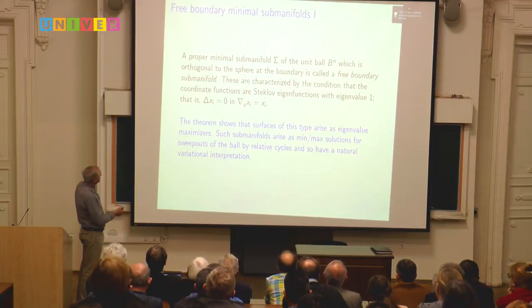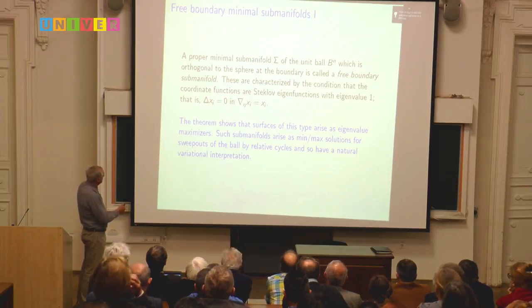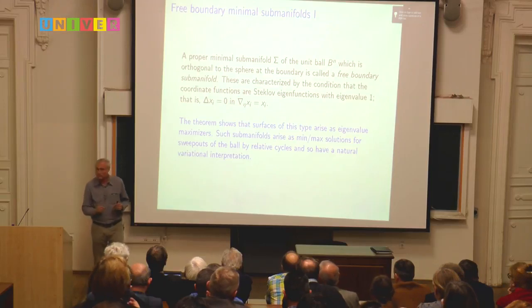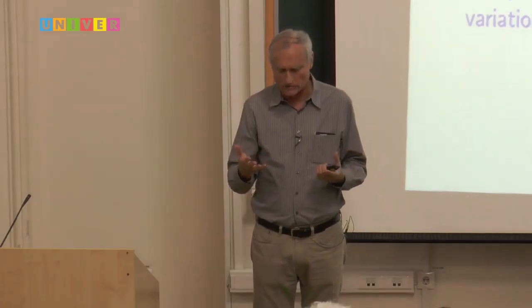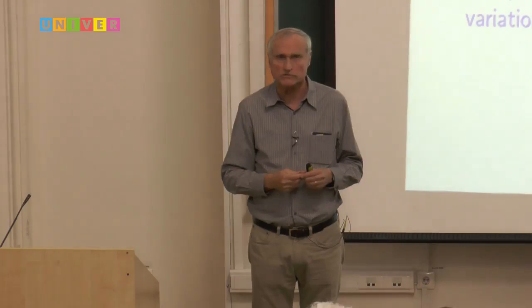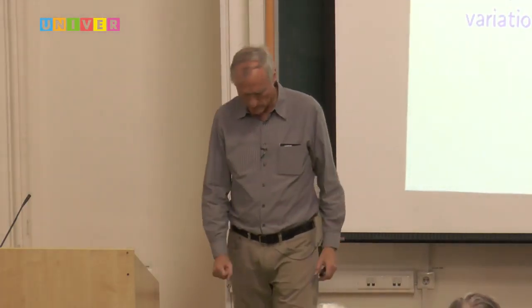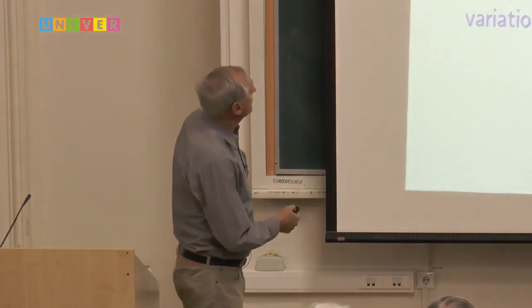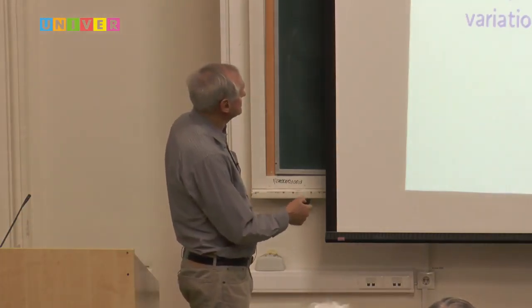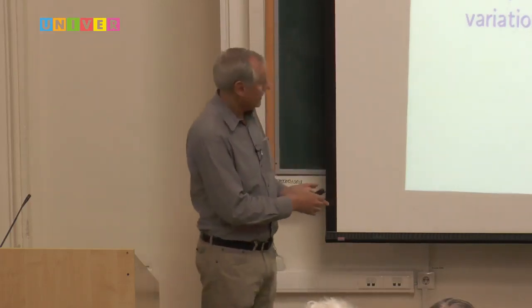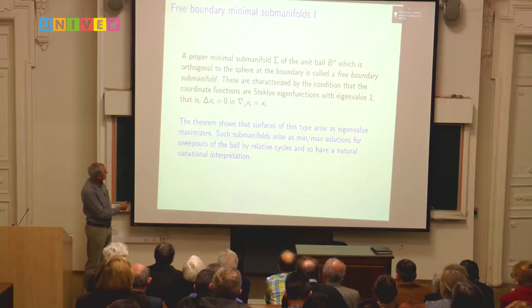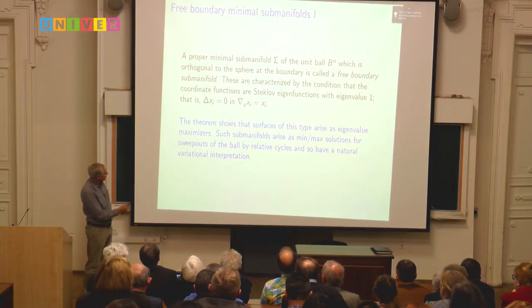They're characterized by the condition that the coordinate functions are Steklov eigenfunctions. In particular, the fact that the coordinate functions are harmonic is just the minimality. For a minimal surface in R^n, being minimal is equivalent to the coordinate functions being harmonic functions. The mean curvature is the Laplacian of the coordinate functions. The free boundary condition, the fact that the surface meets the boundary orthogonally, is precisely the condition that the normal derivatives of the coordinate functions are just the coordinate functions themselves. So they're Steklov eigenfunctions with eigenvalue 1, in fact.